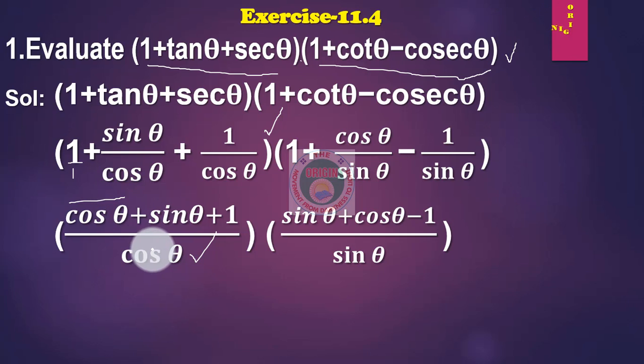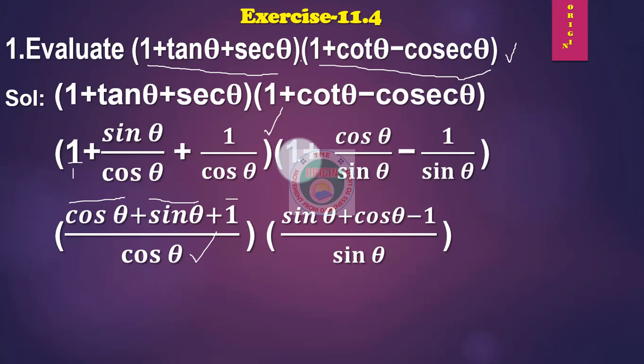First term done. Second, divide: cos theta by cos theta is 1, 1 into sin theta is sin theta. Again, cos theta by cos theta is 1, 1 into 1 is 1. That is the addition process.